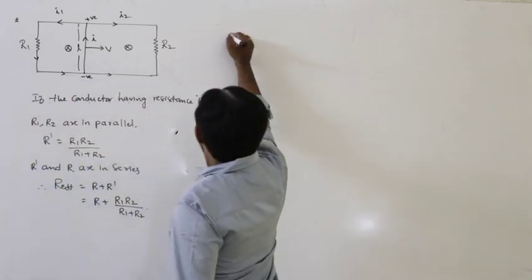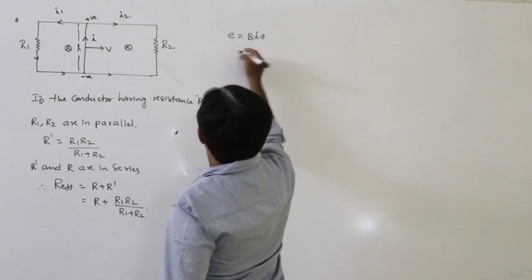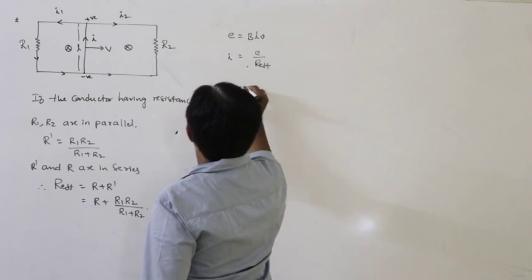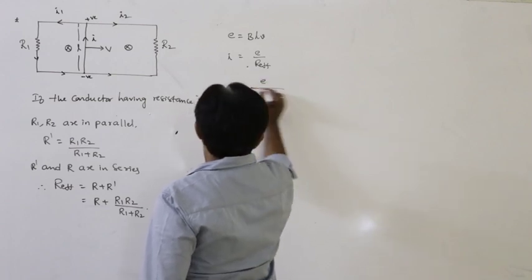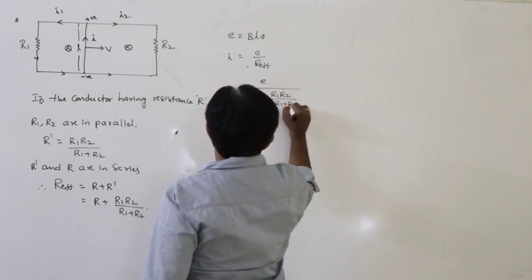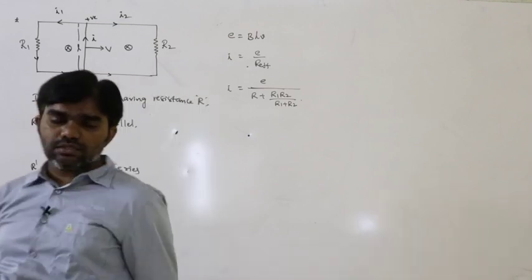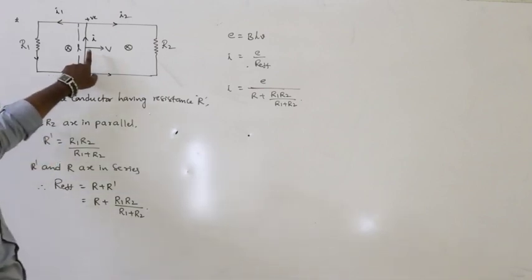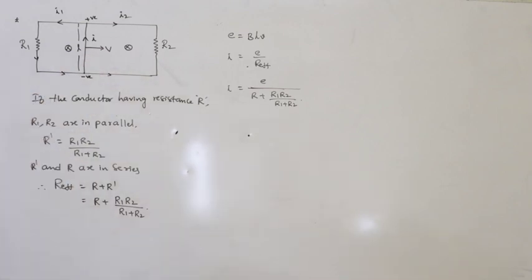Therefore, induced EMF is nothing but BLV. So total current is equal to E by R effective, that is I is equal to E by R effective, where R effective is R plus R1 R2 by R1 plus R2. That is the total current. This is the way to calculate the current passing through the conductor when this conductor also has a certain resistance.